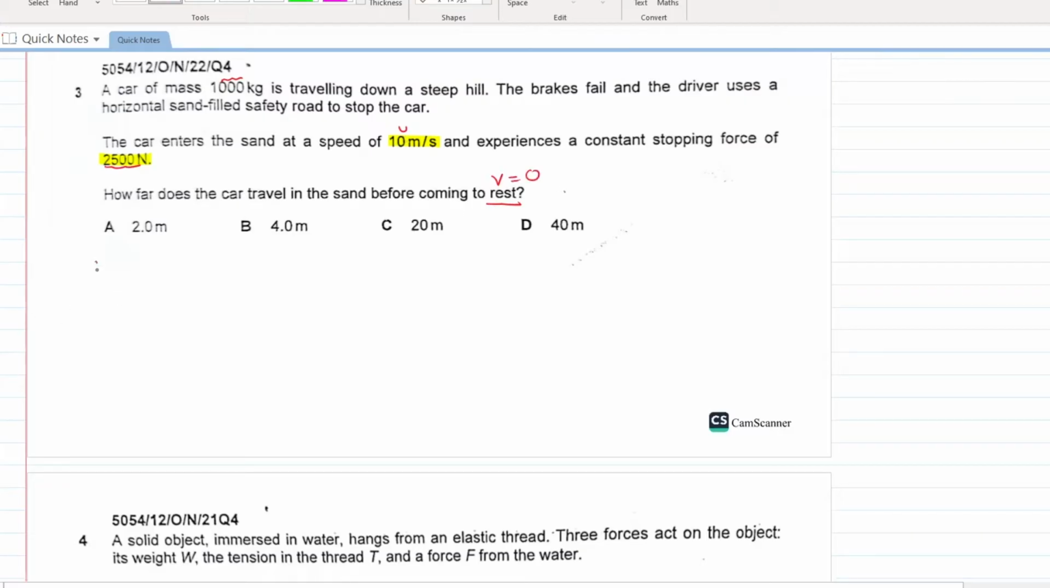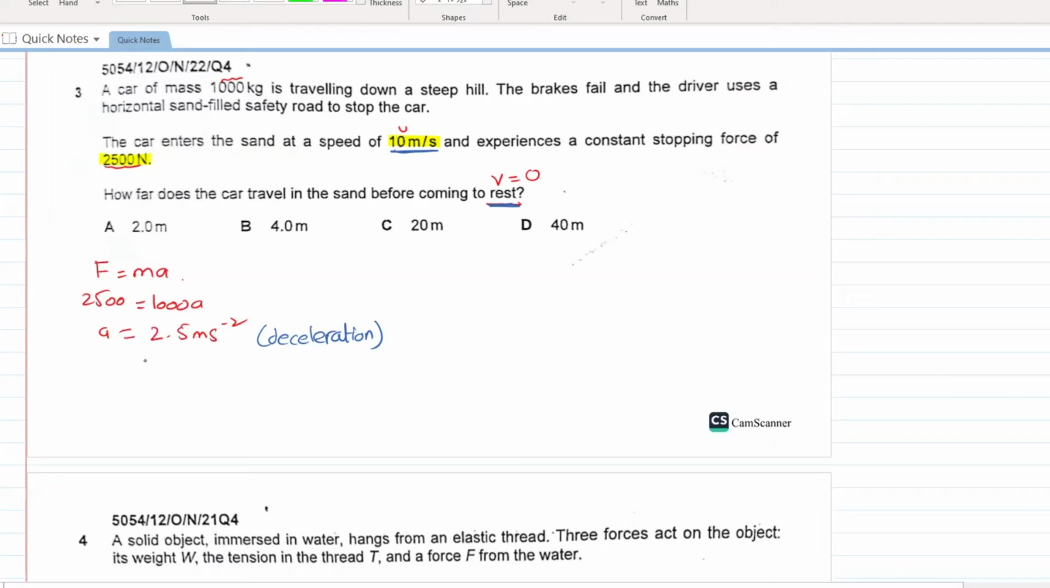Can you calculate the value of deceleration? Yes, F is equal to ma. What is your force? 2500. What is your mass? 1000 kg. What will your value of deceleration come out to be? 2.5 m/s². Remember that this is deceleration, or you can say negative acceleration. Why? Because your speed is decreasing from a value of 10 to a value of 0.